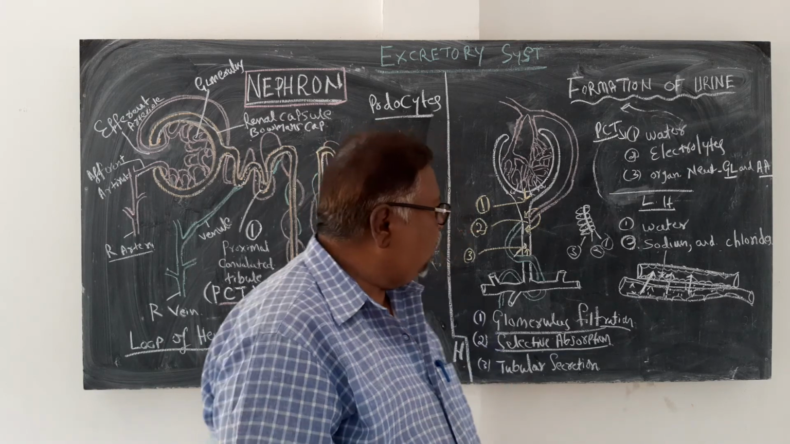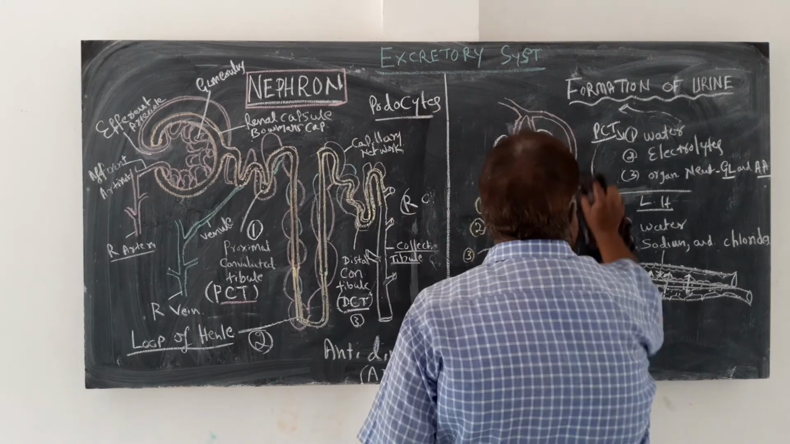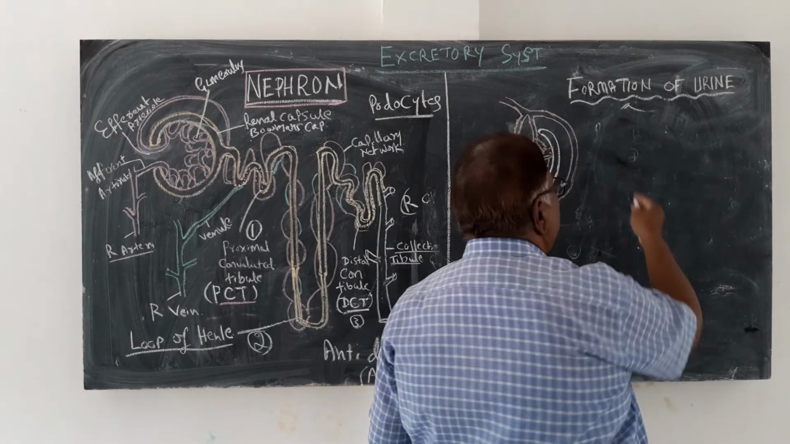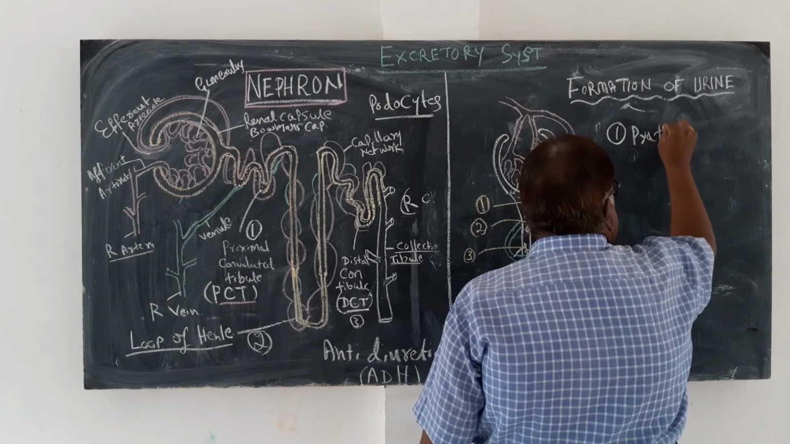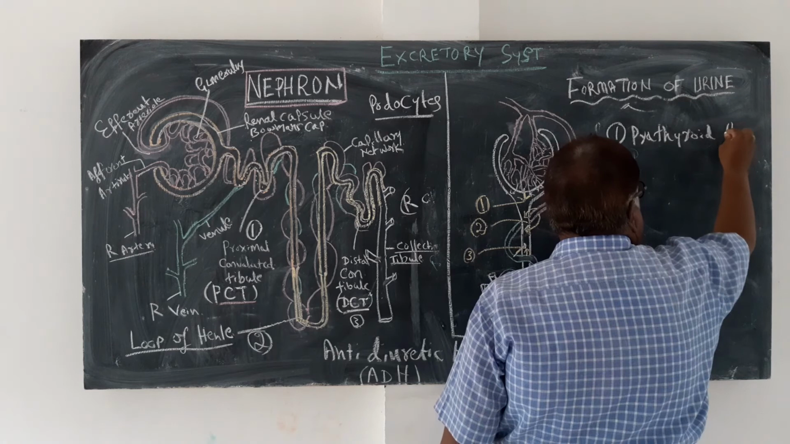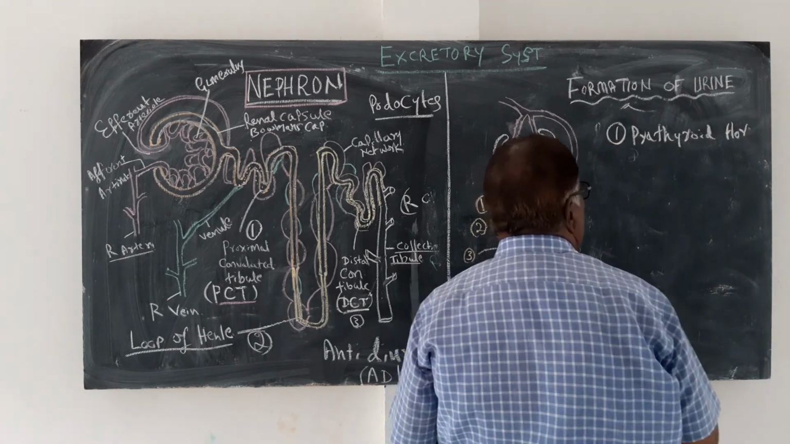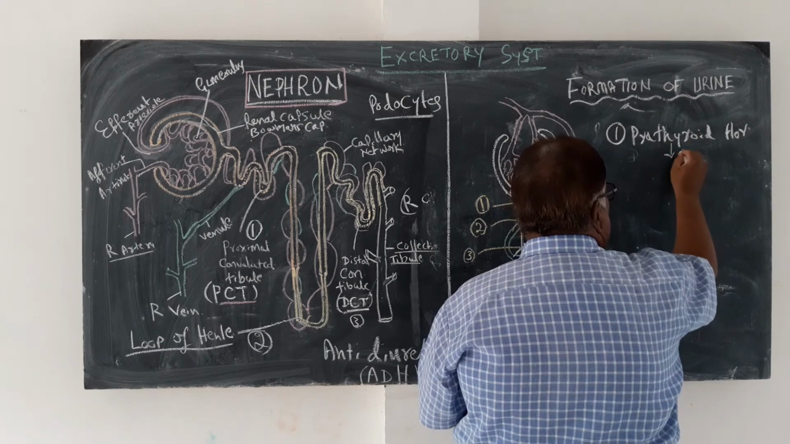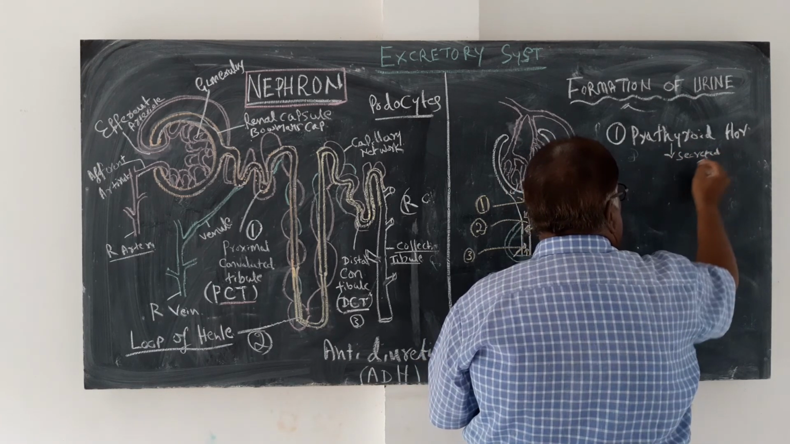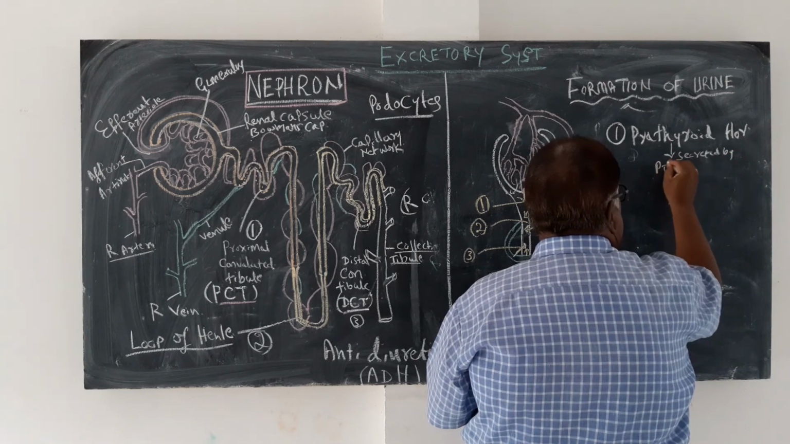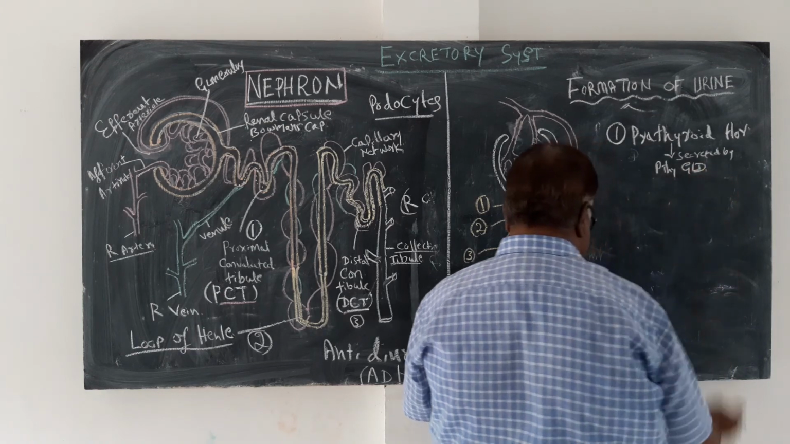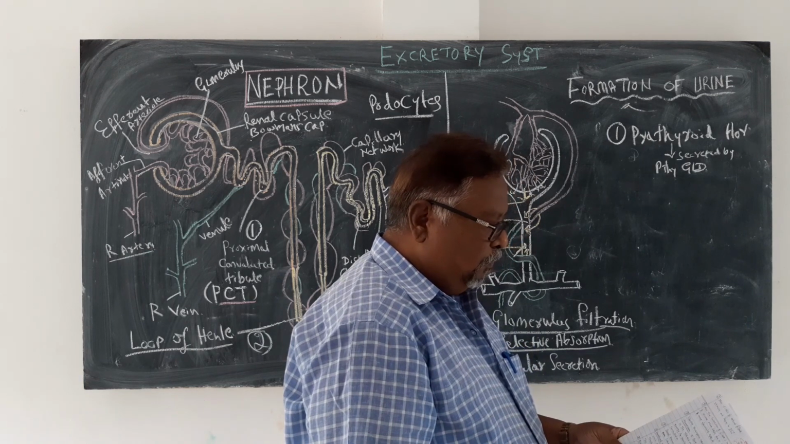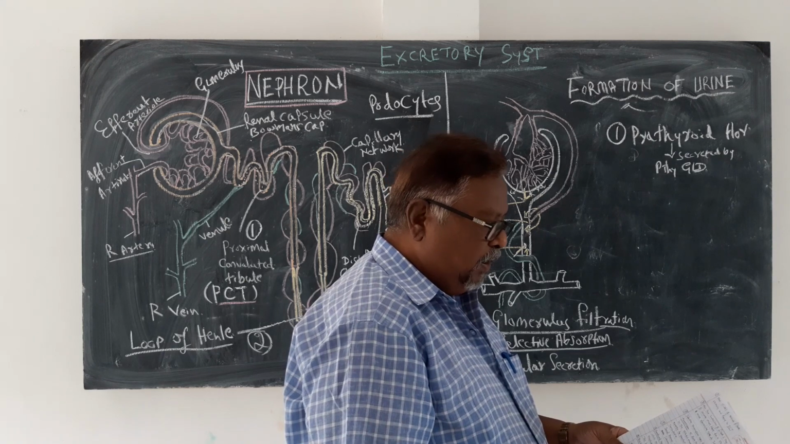The first one is parathyroid hormone, secreted by the parathyroid gland, which regulates the reabsorption of calcium and phosphate from the DCT and maintains normal blood pressure.